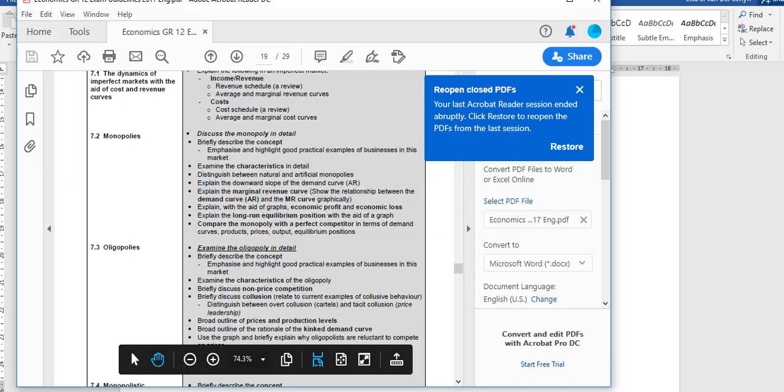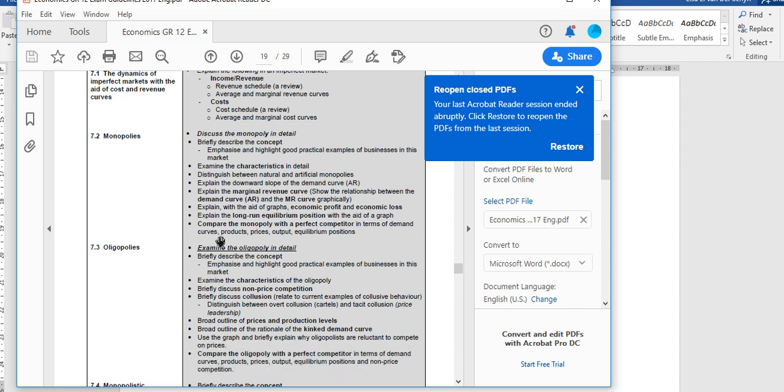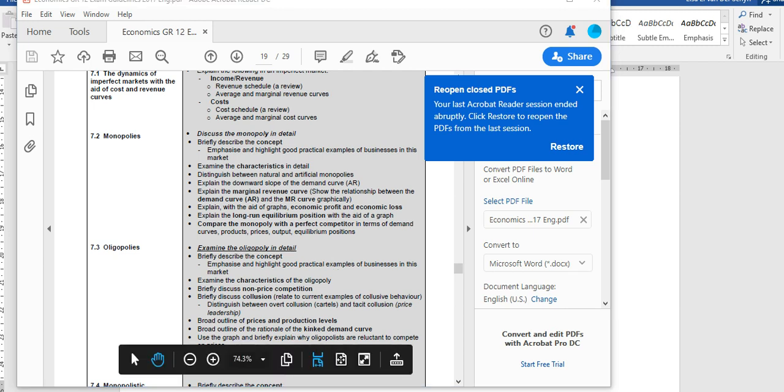I just want to show you on your guideline, there is the last thing that we need to do for the monopoly. It says compare the monopoly with a perfect competitor in terms of the demand curves, the products that they sell, the prices they charge, the output that they produce, and their equilibrium positions. So if they do ask this as an essay question, you can see it says discuss monopoly in detail. Any of this can be part of an essay question. So they can physically ask you to draw the graph and then do the comparison in terms of these specific characteristics. Okay, so this is what we're going to focus on when we do the comparison.